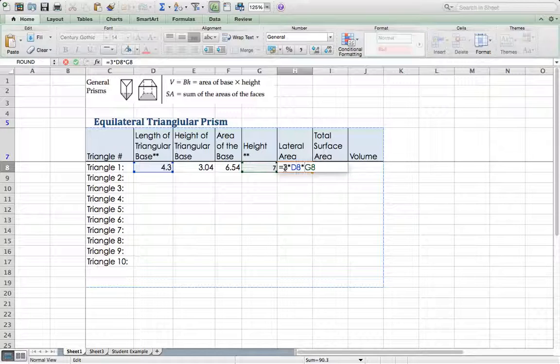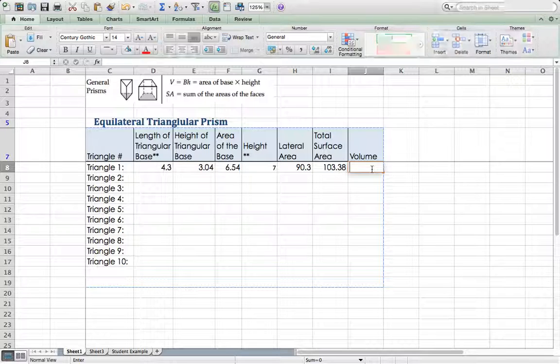And you know what? We need to make sure it rounds. So I'll put round. That's the number of digits, 2 digits. The total surface area you get by the area of the bases. This is just one base plus the lateral area. So it's double the area of the base, which is in F8, plus the lateral area. That's the total, so I don't have to double it or anything. H8.